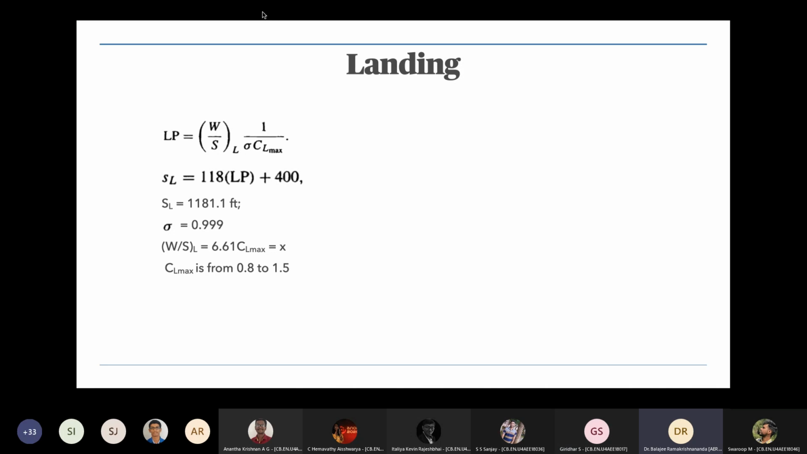You substitute that right hand side in the SL equation 188 into W by S by sigma CL max plus 400. Okay. Yes. So in this formula, if you increase W by S, what will happen? SL will increase. You don't want that. You don't want a longer runway length. Yes, sir. You want a shorter runway length. So what you want is some wing loading which is less than this.